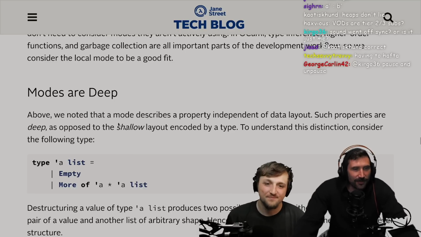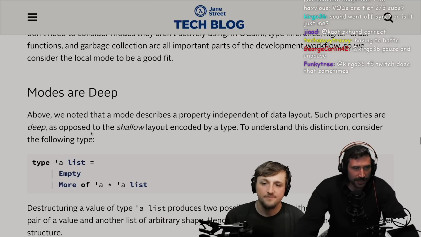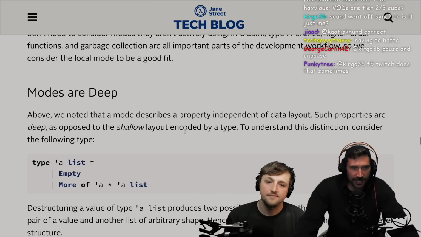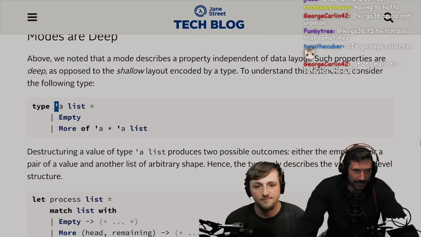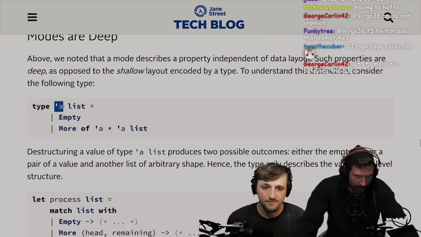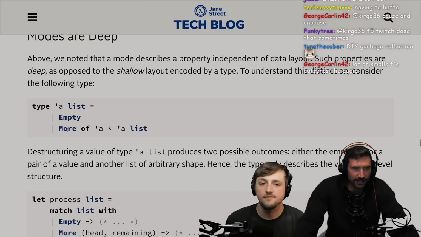All right. Above, we noted that the mode describes properties independent of data layout. Such properties are deep, as opposed to the shallow layout encoded by a type. To understand this distinction, consider the following type. Okay, so this is a list. I don't quite know what this is. It looks like whatever the type.